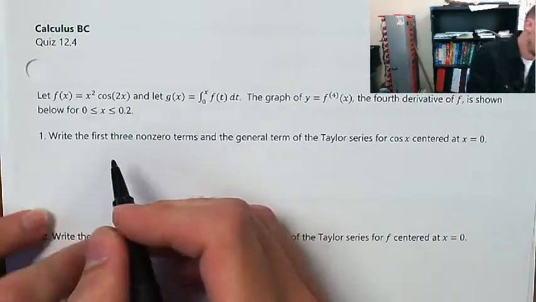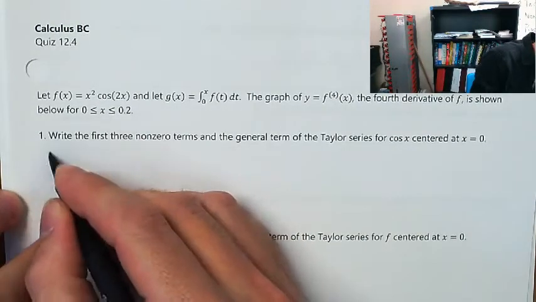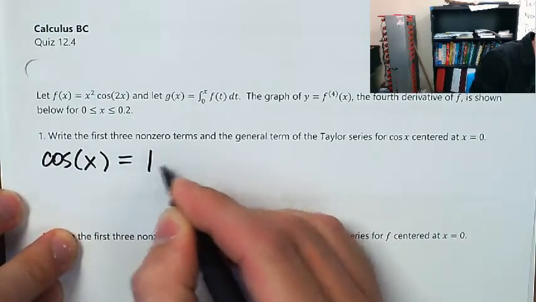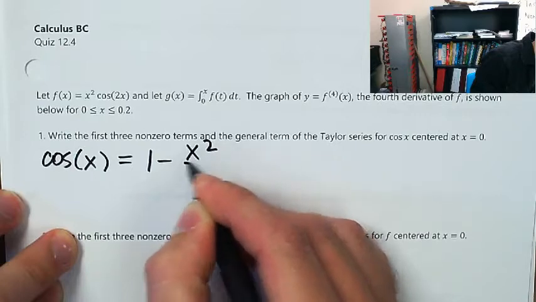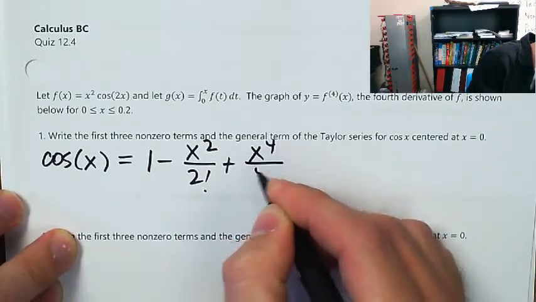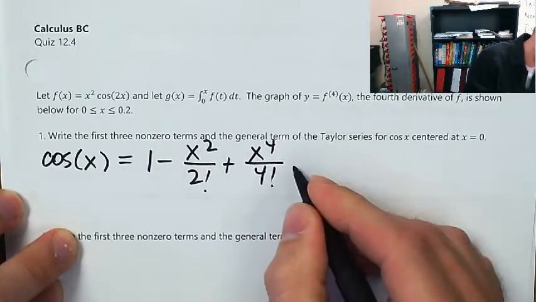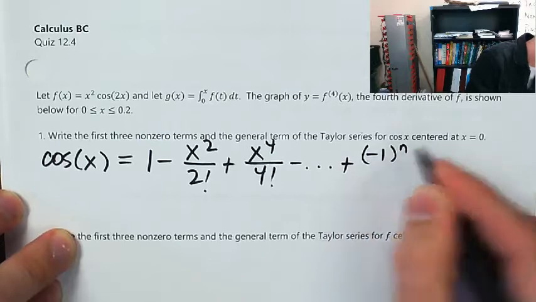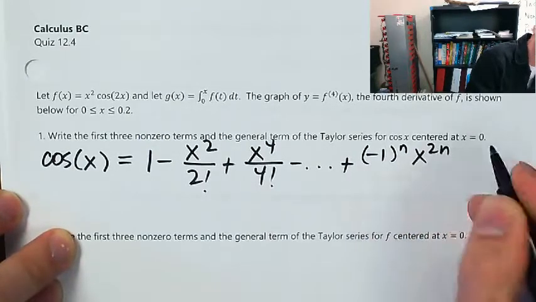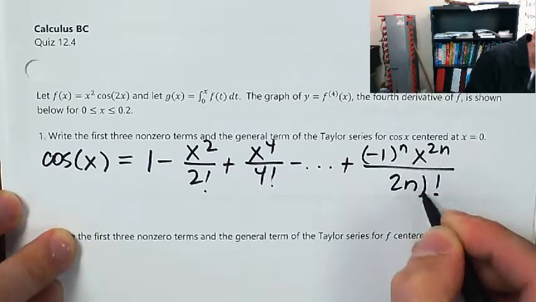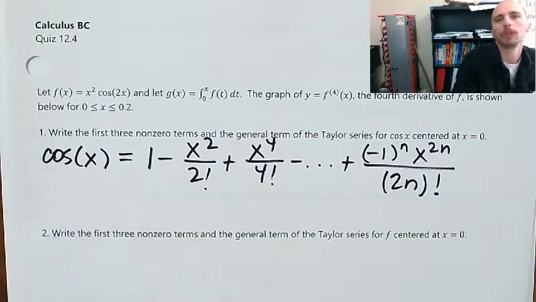Cosine of x is 1 minus x squared over 2 factorial plus x to the 4 over 4 factorial. That's three non-zero terms. The general term is negative 1 to the n, x to the 2n divided by 2n factorial. And that's something we just need to know.